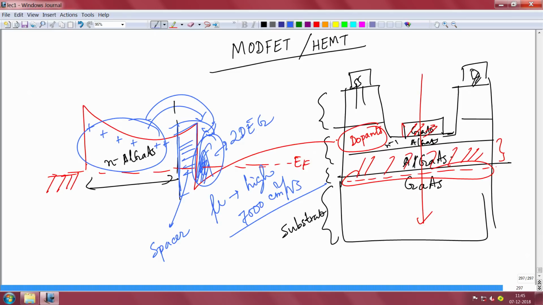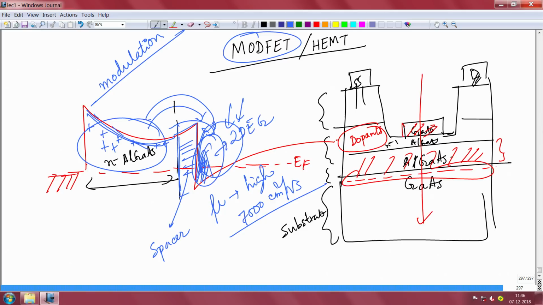You are doping it here, but your channel is forming here. So this is called modulation doping. You are modulating the doping essentially. You are changing the doping here and you are getting a charge here. So that's why it's called modulation doping.